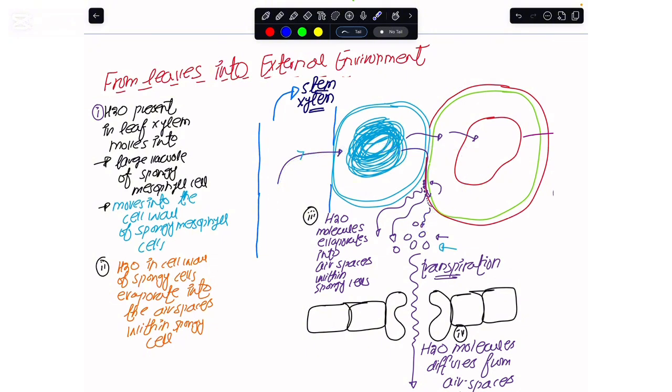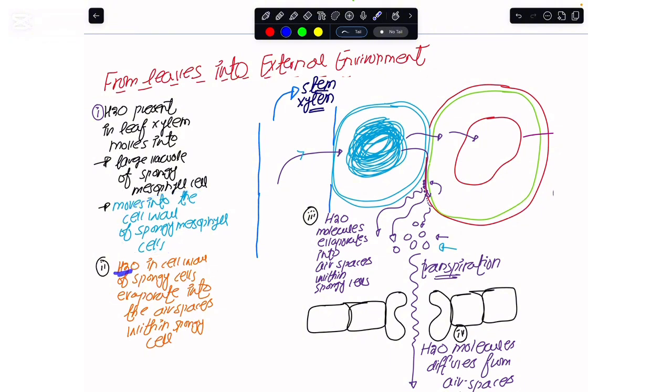So if I were to mention these points, you have to start by saying that the water is present in the leaf xylem. So here it is, the water that we have. And where does this move? This moves into the large vacuole of the spongy mesophyll cells. And from there, it goes into the cell wall of the spongy mesophyll cells.